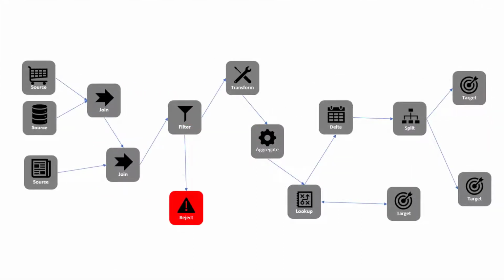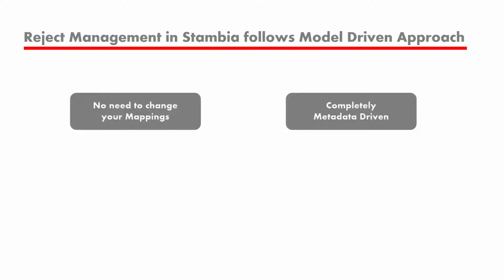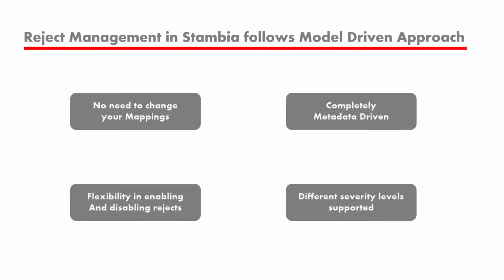Traditionally, these error captures are designed inside your mappings, so you need to modify your designs each time there is a change. Reject management in Stambia is based on a model-driven approach, with no major changes required in the mapping. It is completely metadata-driven, flexible in terms of custom requirements, and allows severity-based treatment.